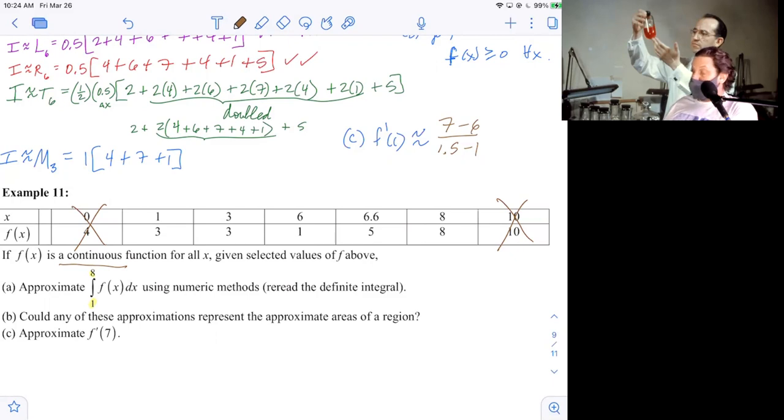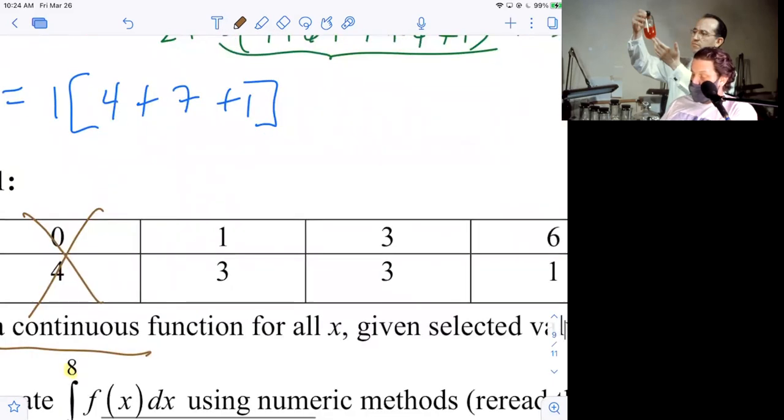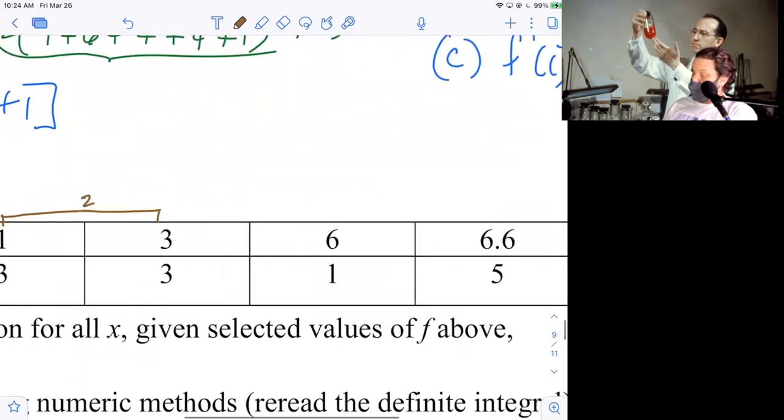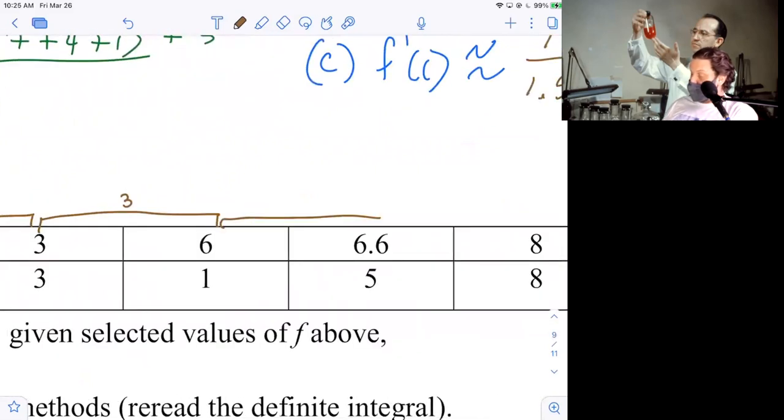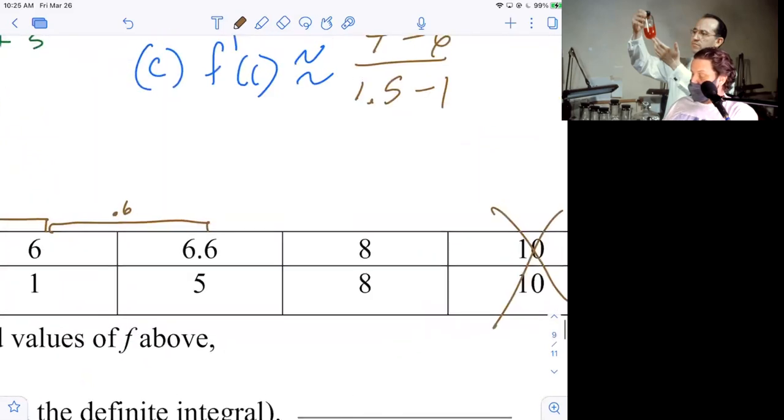The next thing we do is calculate delta x. From 1 to 3, that's 2 units. So is it 2 all the way across? Not necessarily. From 3 to 6, look at that. From 3 to 6 is 3. Oh, okay. So now we have different delta x's. From 6 to 6.6 is 0.6. And from 6.6 to 8 is 1.4. So every width is different.